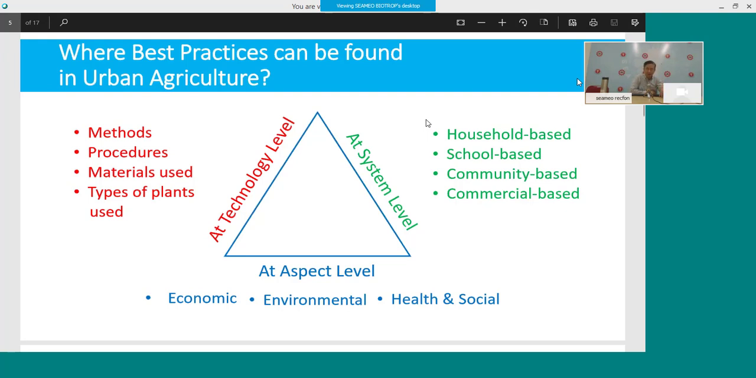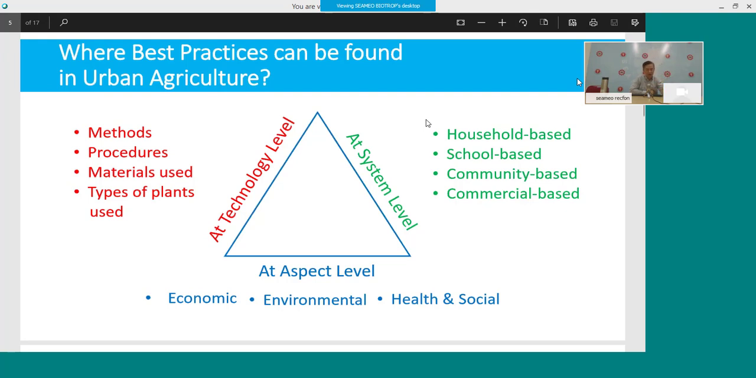On the other hand, one aspect level is about environment. So when we do urban agriculture, we promote biodiversity conservation. We promote local vegetables. We promote organic farming. So this is all about the environmental aspect. Whether we use a combination of organic and inorganic fertilizer, it's up to us. If it gives the best result, that could be a best practice.